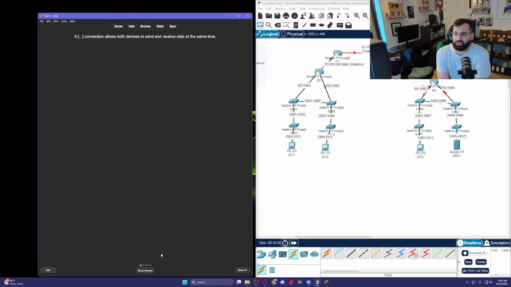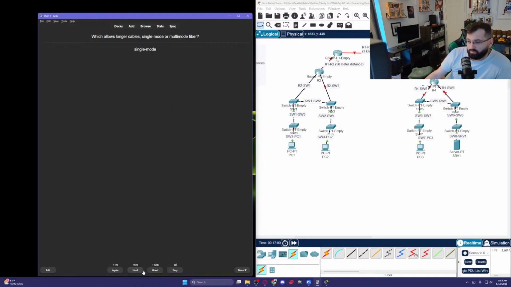A blank connection allows both devices to send and receive data at the same time. Multi-mode duplex? Full duplex. Okay. Which allows longer cables, single mode or multi-mode? Oh, single mode is longer cables. Okay. Yep. How many bits are in 1 megabit?